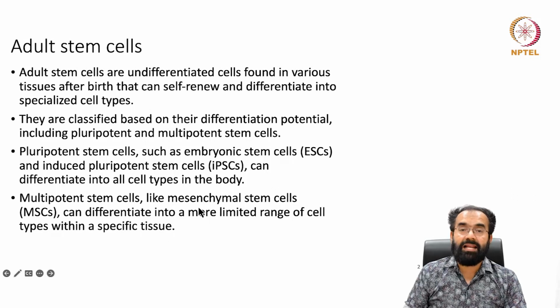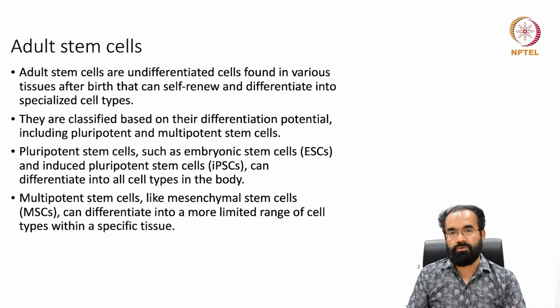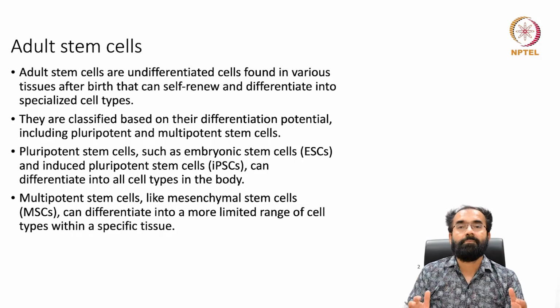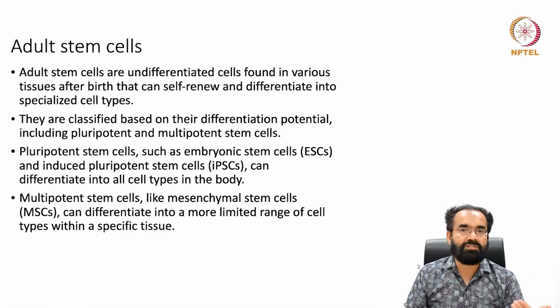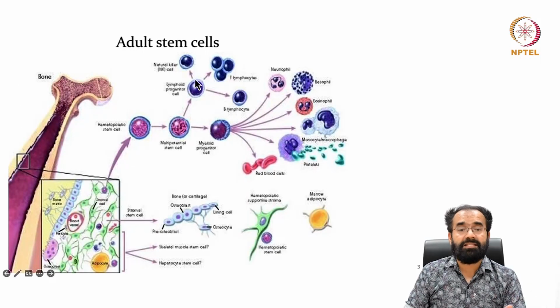Multipotent stem cells, like the mesenchymal stem cells, short form known as MSCs, can differentiate into a more limited range of cell types within a specific tissue. Say bone marrow stem cells, they are multipotent. They can give rise to only RBCs, WBCs and some of the immune cells like natural killer cells, blood platelets, macrophages, etc. This is an example.